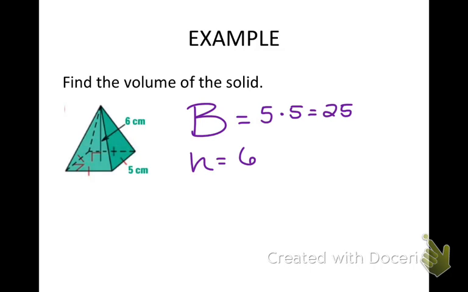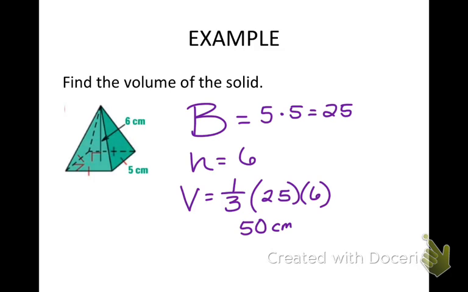So I just have to plug it into the formula. Volume is equal to 1/3 times my B, which is 25, times my height, which is 6. Now we can do this mentally. Would it be nicer to take 1/3 of 25 or 1/3 of 6? Mentally it's easier to take 1/3 of 6, right? Because 1/3 of 6 is 2, times 25 is 50 centimeters cubed. If I was doing it with my calculator, I would just hit 1 divide 3 times 25 times 6, and we'll end up with 50.